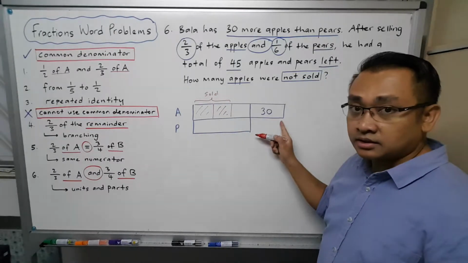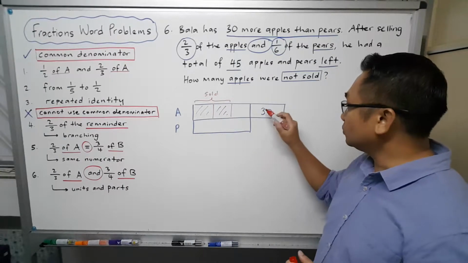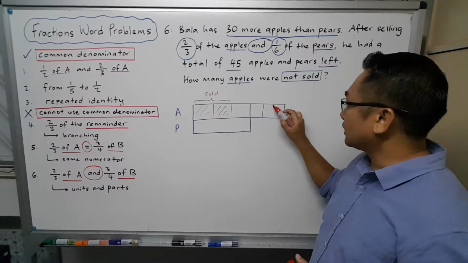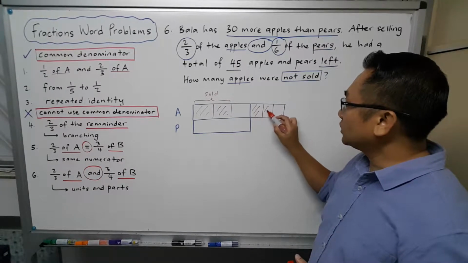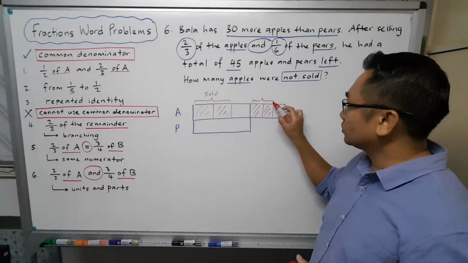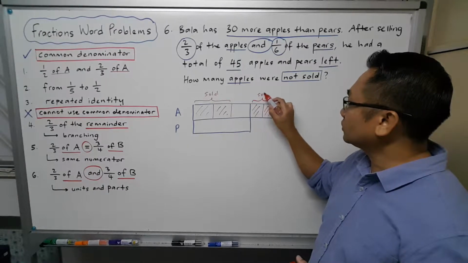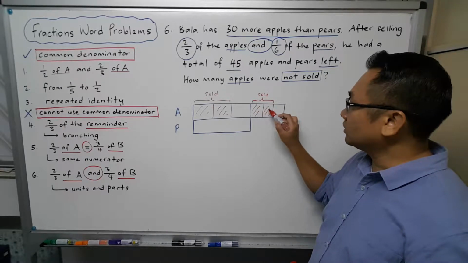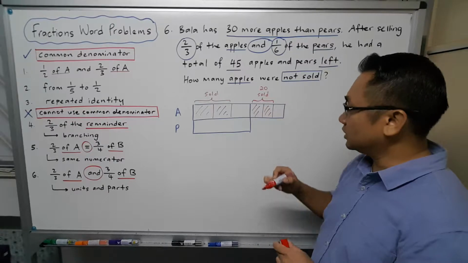And the extra 30 we have to cut into 3 parts too. So let me put the 30 outside, and I cut it into 3 parts. 2/3 sold. So how much was sold? 2/3. So 30 divided by 3, 1 unit is 10, 2 units is 20.